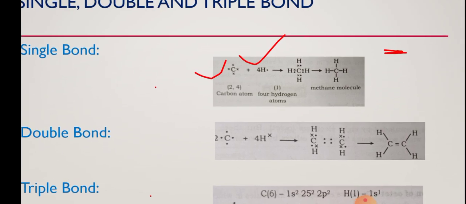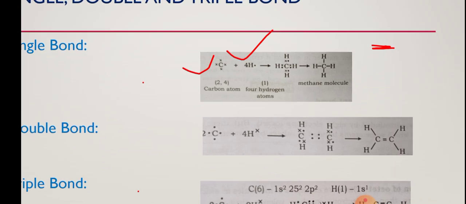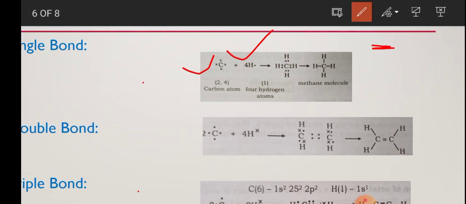Look here. A double bond is represented by two horizontal lines drawn between the two atoms. For example, formation of ethene molecule.